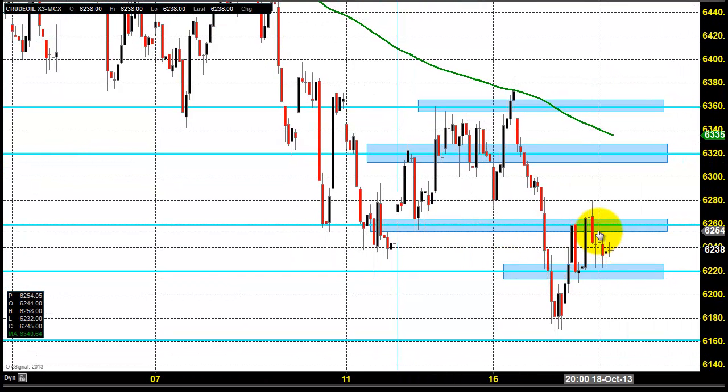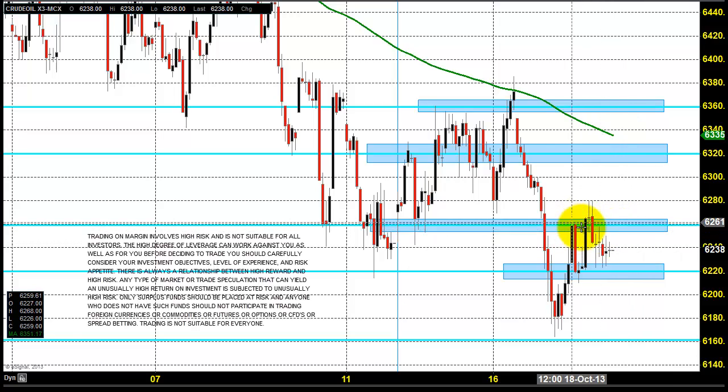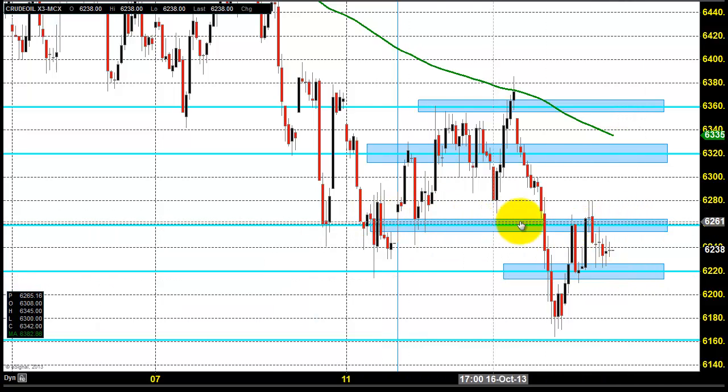You should put a lot of focus on 6260, this key zone. These two areas are going to decide the trend, and this is the major intermediate zone.